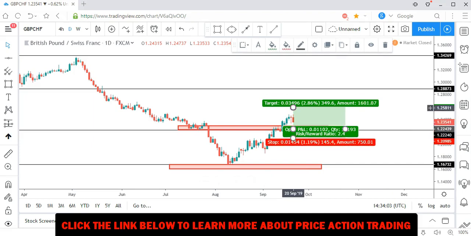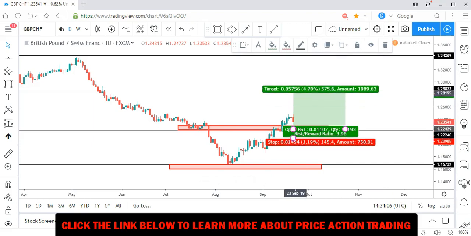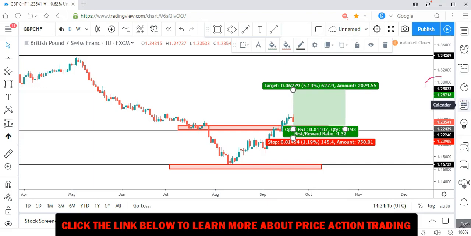So your TP is at the next key level, which is here, at the 1.288 level. This level here is your take profit level, and the 1.2224 level is your entry, and your stop loss is at least 50 pips away from that zone. So this is how you use support and resistance. You know, it's very simple.